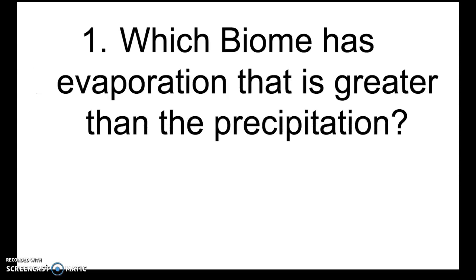Our next question asks us, which biome has evaporation that is greater than precipitation? Hopefully you were able to tell me that the desert has evaporation that is greater than the amount of precipitation. One of the misconceptions that I find students often have about deserts is that it doesn't rain in the desert. It does, but the problem is it's so warm and arid that we get a lot of evaporation, so much so that it takes more water vapor than is rained down, so we don't really feel the effects of the rain. If it does rain in the desert, it's still really dry.